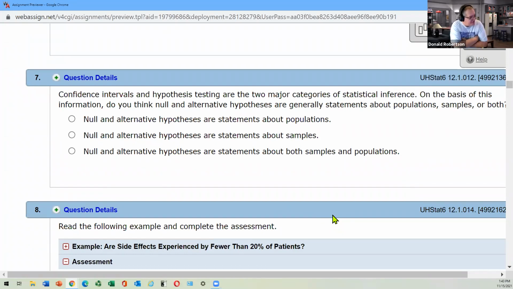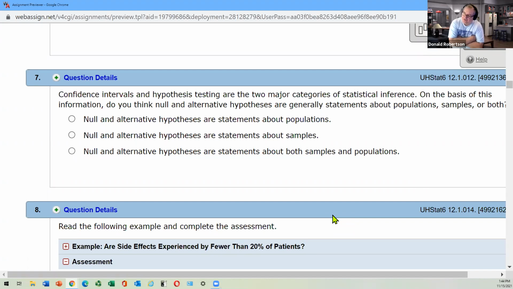This one's a bit esoteric, but we're going for it. Confidence intervals and hypothesis testing are the 2 major categories of statistical inference. On the basis of what you've learned, do you think null and alternate hypothesis are statements about the population? Are they statements about the sample? Or are they statements that are using both?